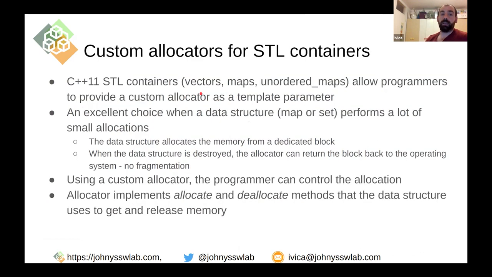Moving on, I just said that the standard library allows you to override allocators for all the standard containers: vectors, maps, unordered maps, and so on. You can use the template mechanism to provide a custom allocator. This is a good choice when a data structure performs a lot of small allocations. So if a data structure internally uses trees like maps or sets, then this is a good idea.